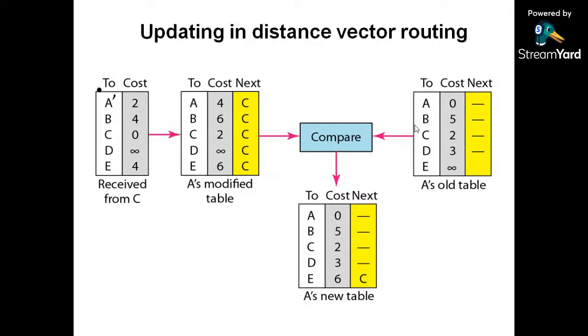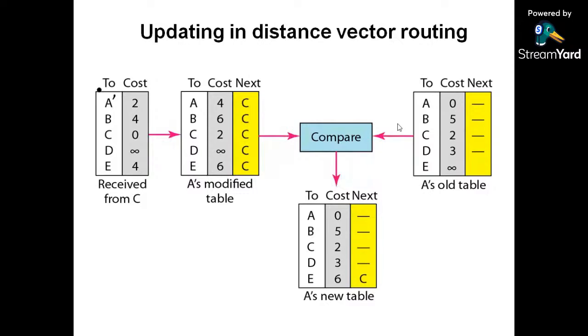How is that updating done? There is a cost received from C. Now C has a different cost. So A's modified table is given. When we compare with the new table, there is an old table and a new table. So we compare A's modified table with A's old table, which can receive from C. So A's modified table is with the different cost, and B's modified table.